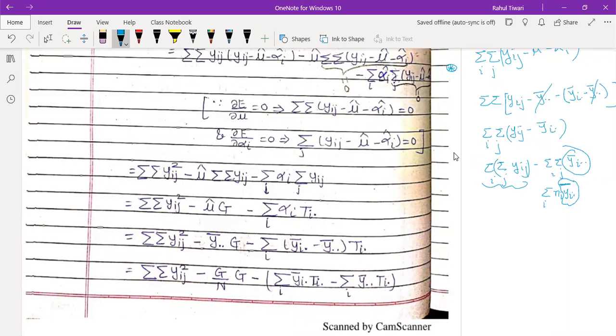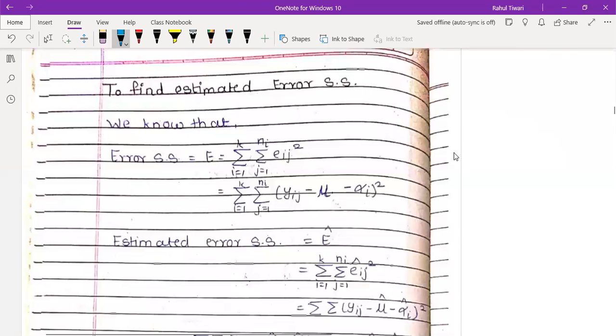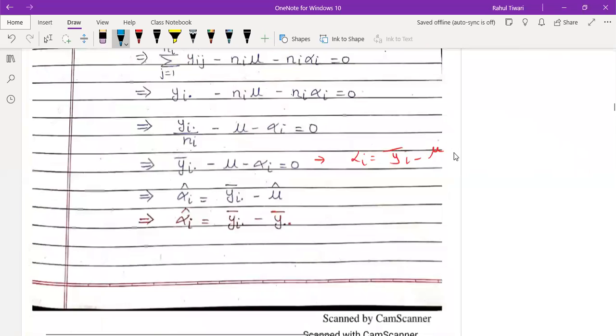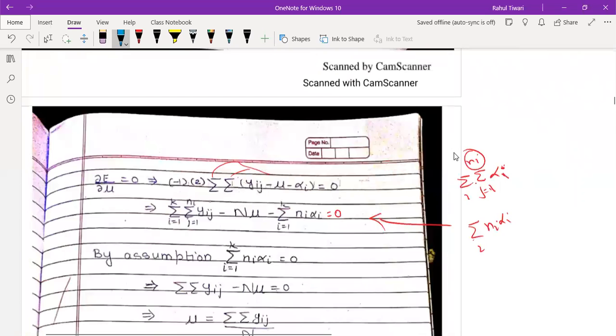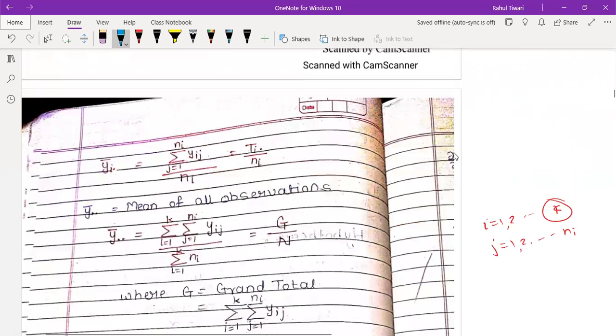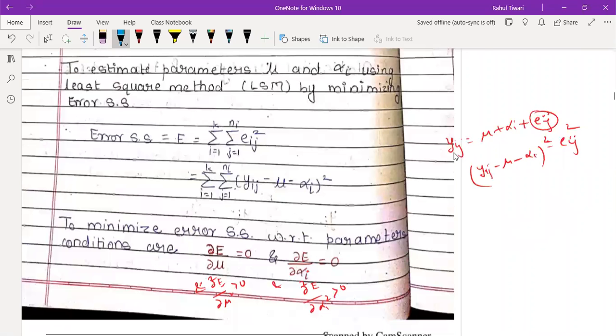What is this? Just look at here. See the formula for y bar i. What is the formula given for y bar i? Can you look at this into this? What is that? Summation over j running from 1 to ni of yij. So what?